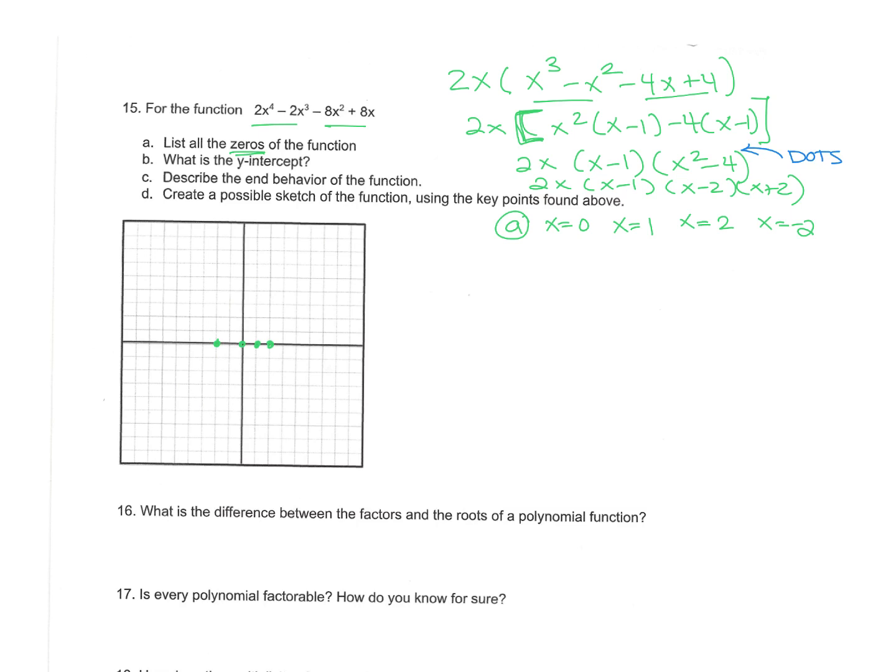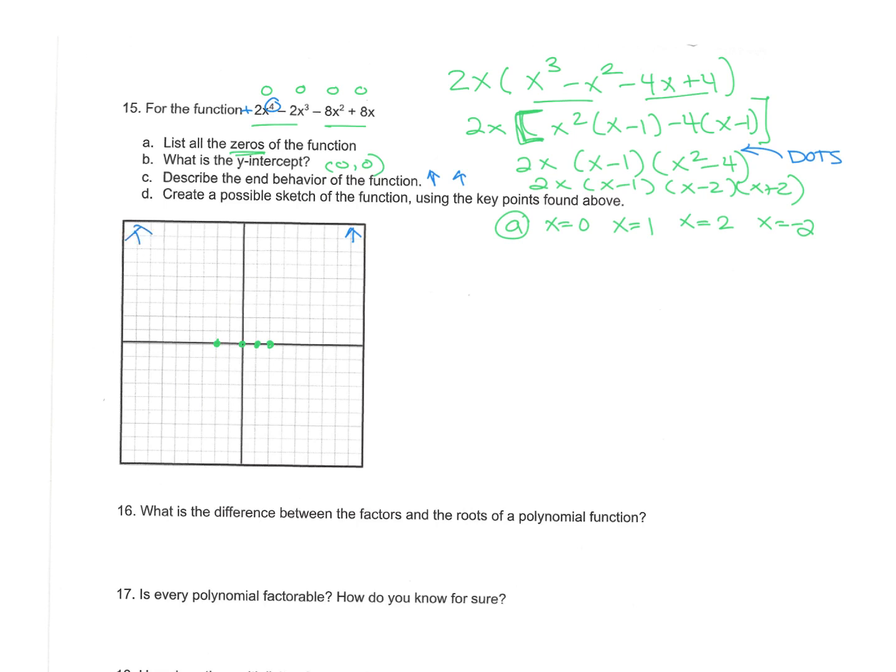So then what's the y-intercept? Well, if I plug a 0 in for x, I notice everything's zeroing out. So my y-intercept is going to be 0, 0, and I already have that marked on my graph. What's the end behavior? So I notice that this is a degree 4 with a positive leading coefficient. So I know that my end behavior is going to be up and up.